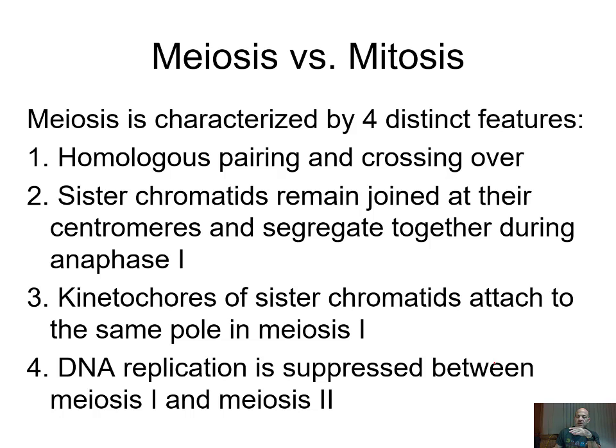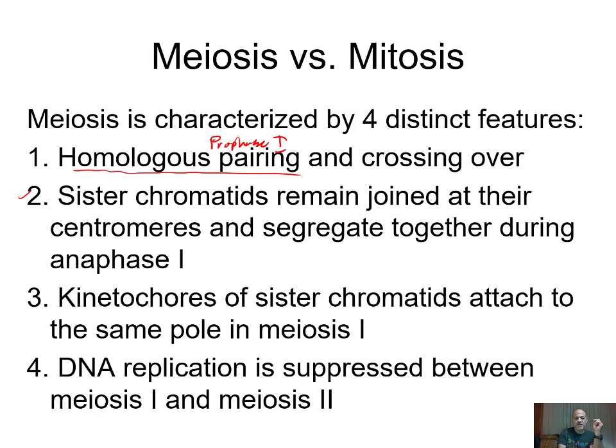Number 1, homologous pairing. We do not have this pairing. That does not occur during prophase of mitosis. This occurs during prophase 1. That's different. Another thing that occurs here is that sister chromatids are going to remain joined at the centromeres, and then they end up getting separated during anaphase 1. In mitosis, that doesn't happen. Instead, we're separating sister chromatids.